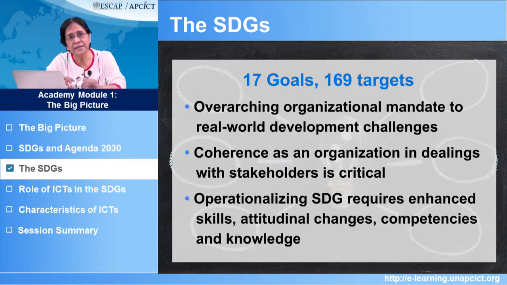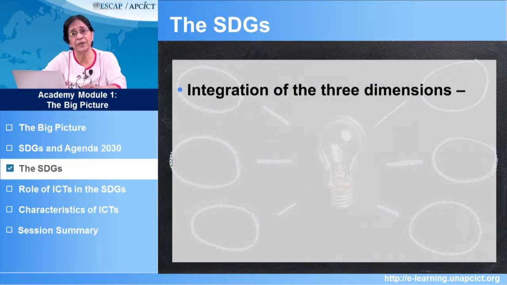Therefore, operationalizing them requires a new set of skills, new sets of attitudinal changes, competencies, and knowledge. No longer will the old way of doing things in silos and sectors work. Everything has to be cross-sectoral, multilateral, consultative, cooperative, and engaging all stakeholders. The integration of the three dimensions mentioned earlier, that is, inclusion, resilience, and sustainability, must also have another dimension.